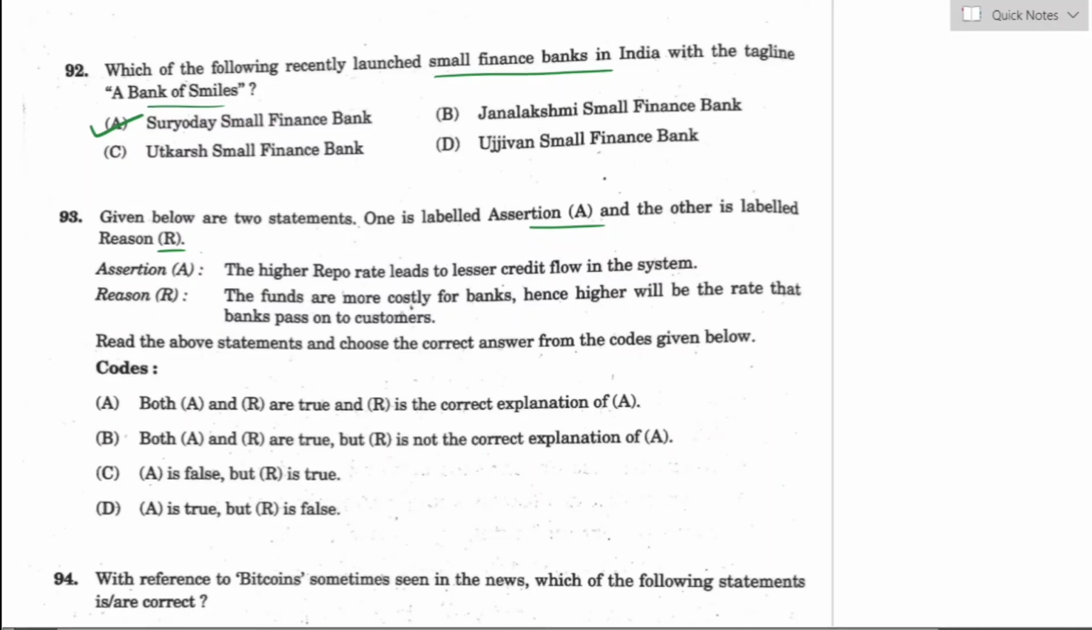Reason: the funds are more costly for banks, hence higher will be the rate that the bank passes on to the customers. Both A and B are true statements and R is the correct explanation, because if the higher repo rate leads to lesser credit flow in the system, the funds are more costly for banks. Hence higher will be the rate the bank passes on to the customers.